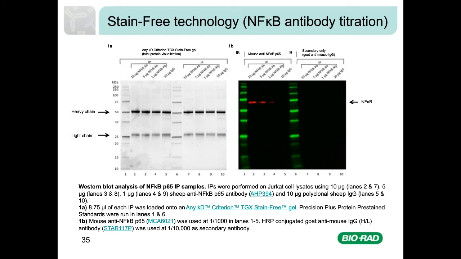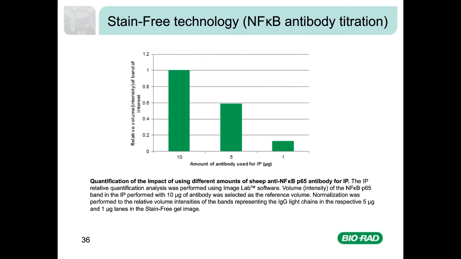This bar graph shows the relative quantification of the NF-kappa B p65 data shown on the previous slide. The IP relative quantification analysis was performed using ImageLab software. Volume or intensity of the NF-kappa B p65 band in the IP performed with the 10 micrograms of antibody was selected as the reference volume. Normalization was performed to the relative volume intensities of the bands representing the IgG light chains in the respective 5 microgram and 1 microgram lanes in the stain-free gel image. In this example, the relative intensity of our band of interest is greatest in the sample from the IP performed with 10 micrograms of antibody.